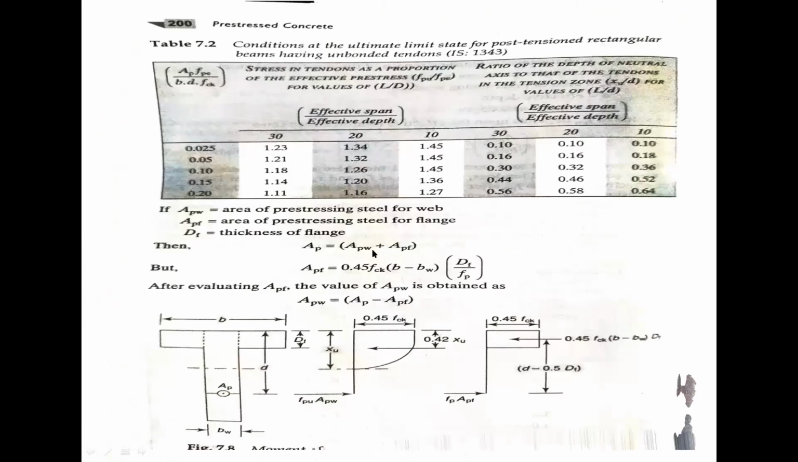See this formula. The ultimate resistance moment is obtained by the expression in the Indian Standard Code for T sections, regarding provisions for bonded and unbonded sections. Using this formula: Mu equal to FPU APW (D minus 0.42 XU) plus 0.45 FCK (B minus BW) DF into (D minus 0.5 DF). You have to use this formula. Okay, how to apply the formulas in this section.